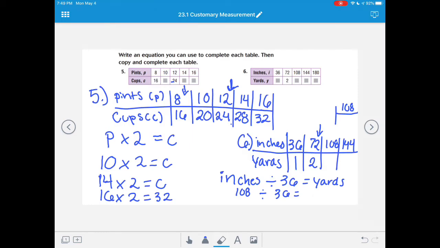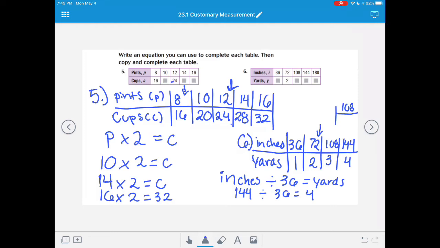So I'm entering into my calculator 108 divided by 36, and that equals 3. So the next fill-in would be 3 yards. Then I'm going to erase that so I can write in the next part. 144 inches is the next step in the chart, so I'll write 144 in the equation instead of the word inches. Again, I have my calculator, so I'm typing in 144 divided by 36, and that equals 4. So that equals 4 yards.